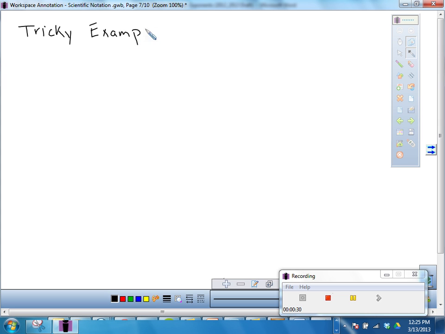I'm going to go through these examples with you. Tricky examples. So here's our first example. Let's say we have something like 188 times 10 to the fifth. Now looking at this, it looks like it might be in scientific notation, but it's not.